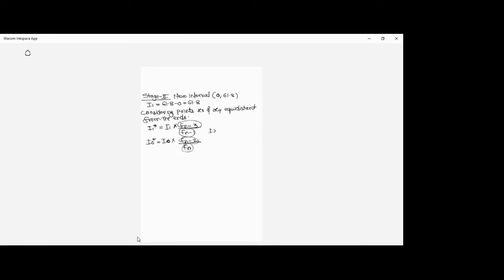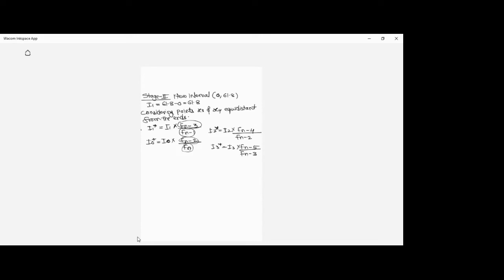Similarly, for I2 star, what will it be? I2 star will be equal to I2 into, now it was Fn minus 1, so we are going to write Fn minus 2, and in the numerator we move 2 digits back, that is Fn minus 4. For I3 star, it will be I3 into, in the denominator, previously it was Fn minus 2, it will be Fn minus 3, and moving 2 digits back, that is Fn minus 5. I'm hoping that you will be able to remember this formula, because it is very, very easy.